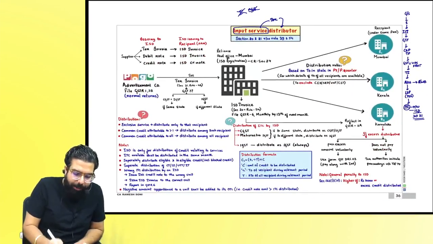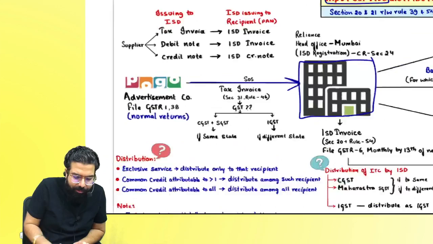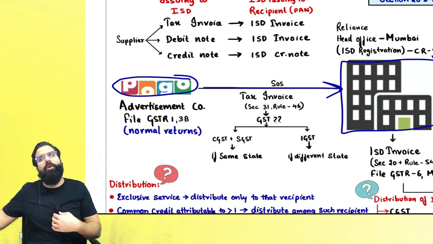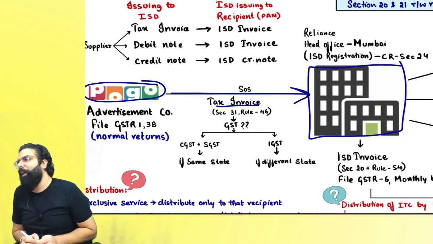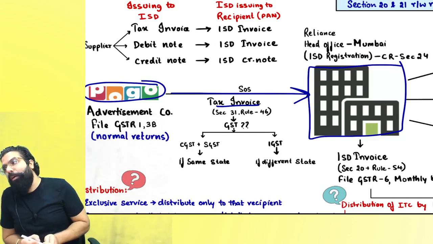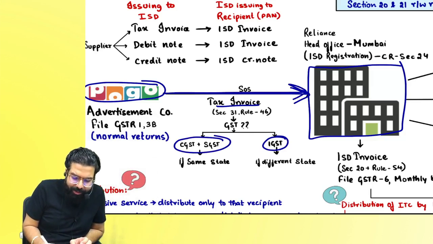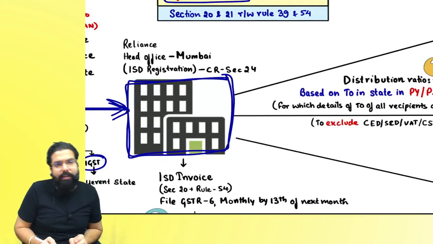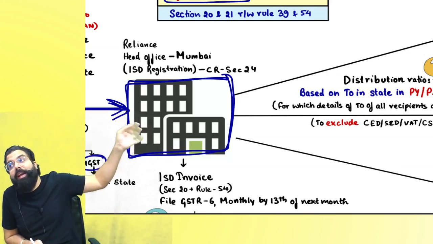So for an example, we have the Reliance head office which is in Mumbai, and they have gone ahead and taken the services from Pogo, which is an advertisement company. Pogo will go ahead and give a bill to the head office, which is a tax invoice under section number 31, read with rule number 46. If it is intrastate supply, they will charge CGST, SGST. Interstate, they will charge IGST. The head office, when receiving the invoice, can distribute the credit to the branches under the same PAN.